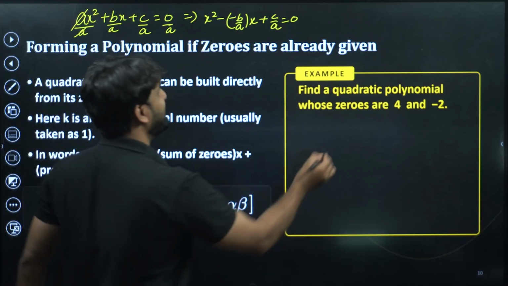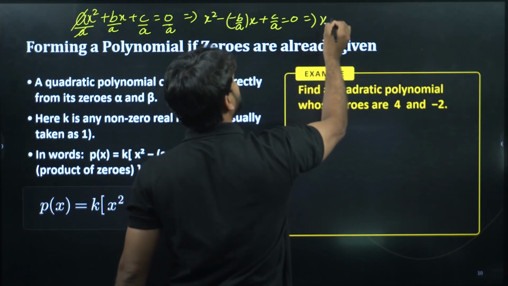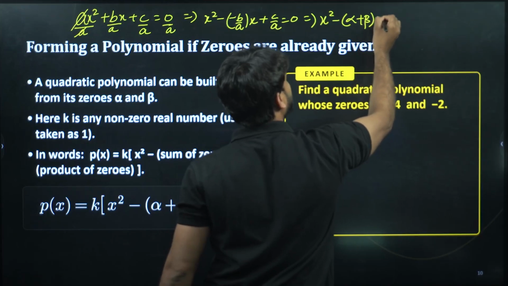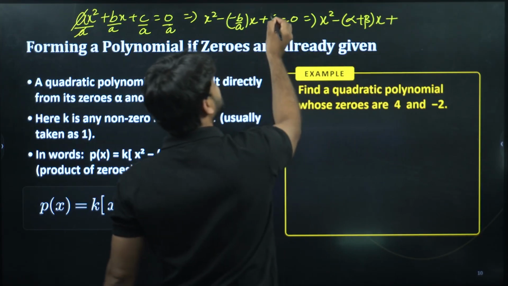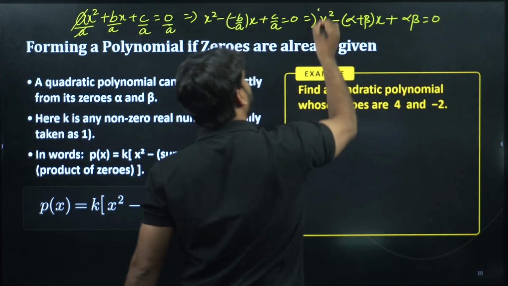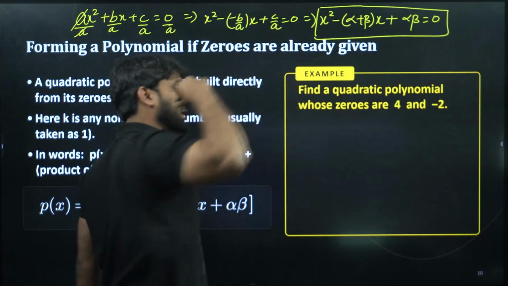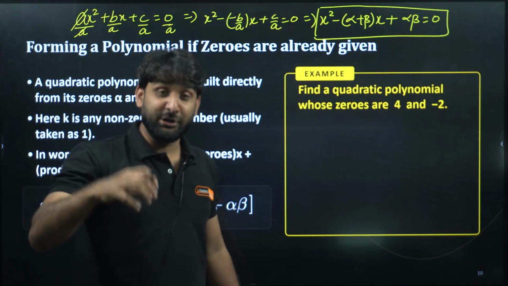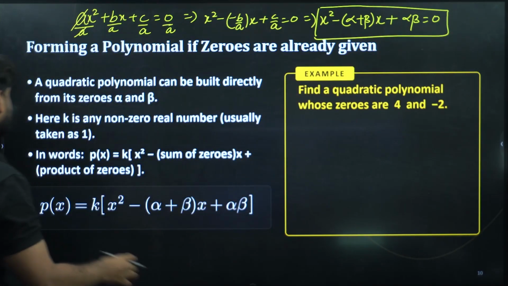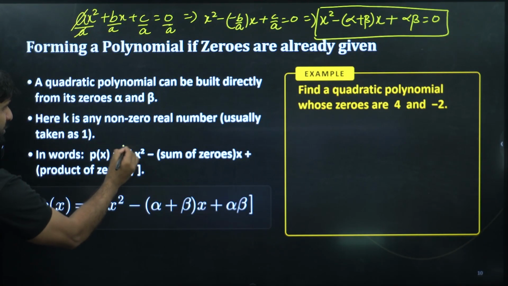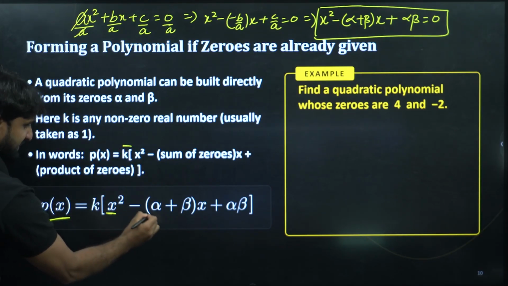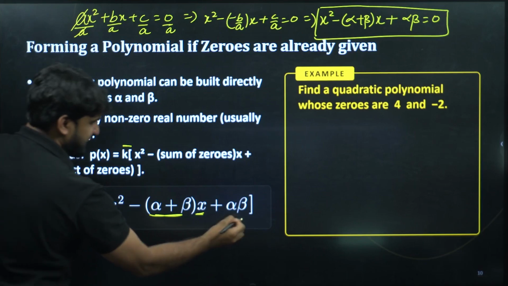So can we write this formula as x square minus sum of zeros, meaning alpha plus beta, into x, plus c by a? C by a is equal to the product of zeros. This is the formula. So when zeros are already given to you, you can deduce the quadratic polynomial using this equation. So my dear champions, k is a constant, we can take a constant. So px is equal to x square minus alpha plus beta into x plus alpha into beta.